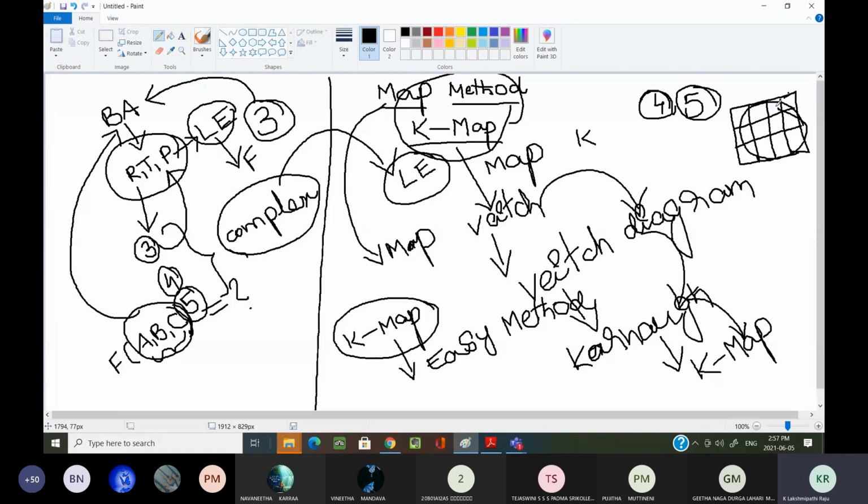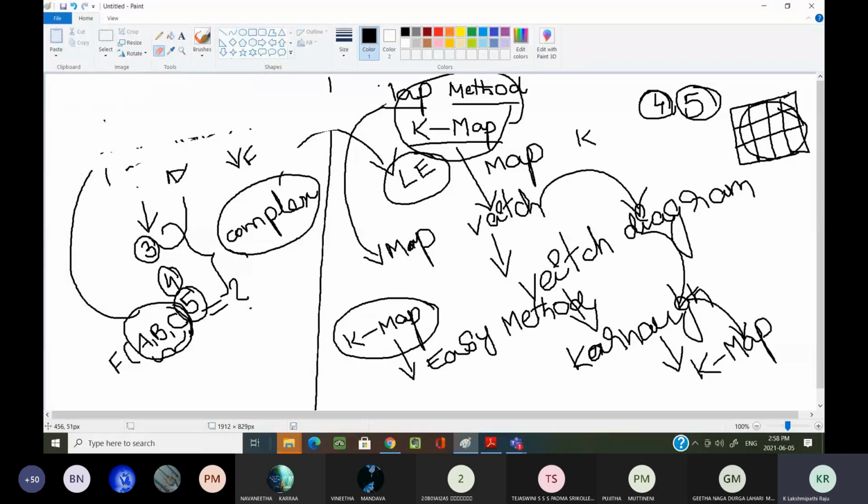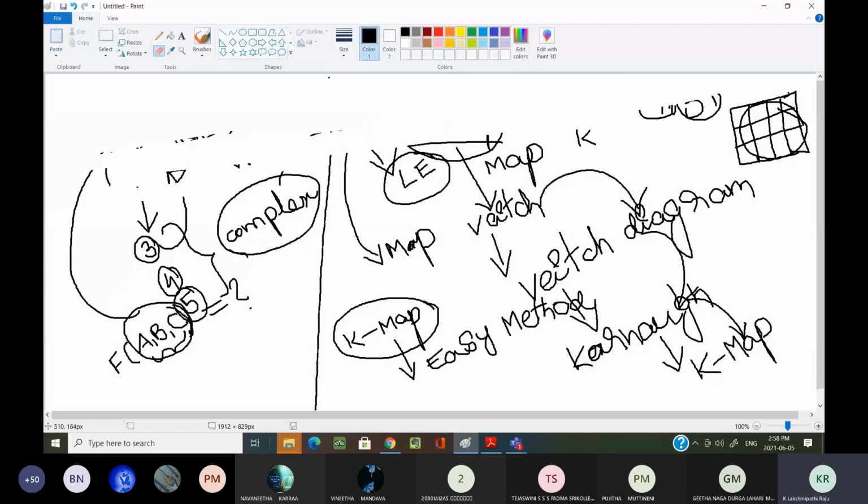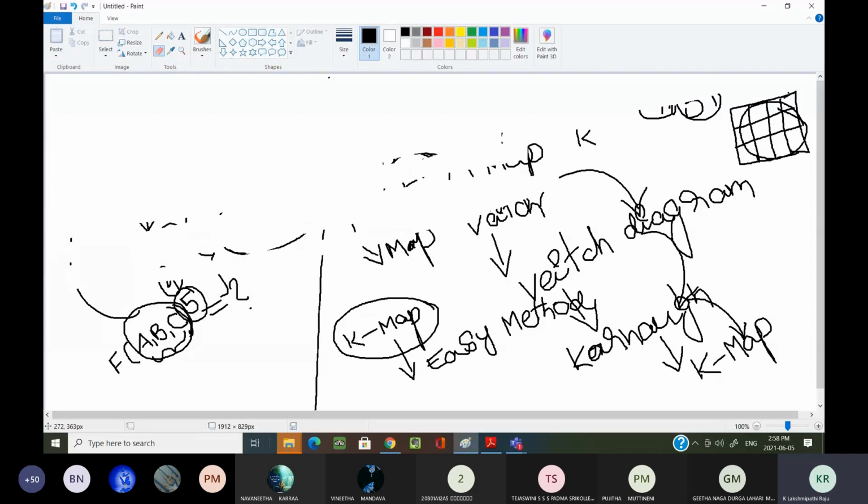You can easily simplify any kind of expression which contains 4 variables or more than 4 variables. And the third advantage is we can see what is happening and how we are simplifying the logical expressions by seeing the map. Those are the advantages of the map method. That is the reason that from now onwards, for logical expressions, we are using map method simplification, the K-map or Karnaugh map method.